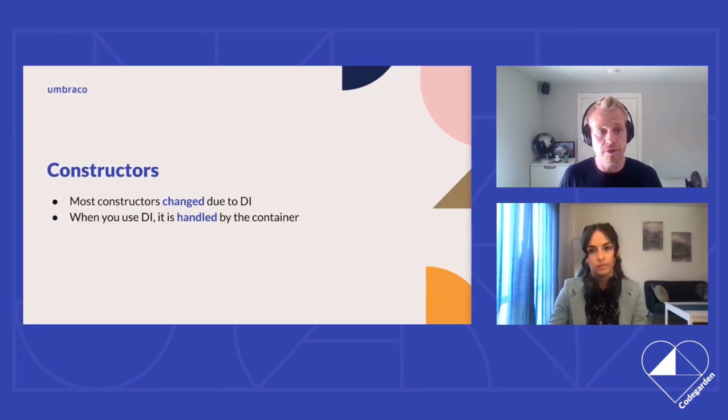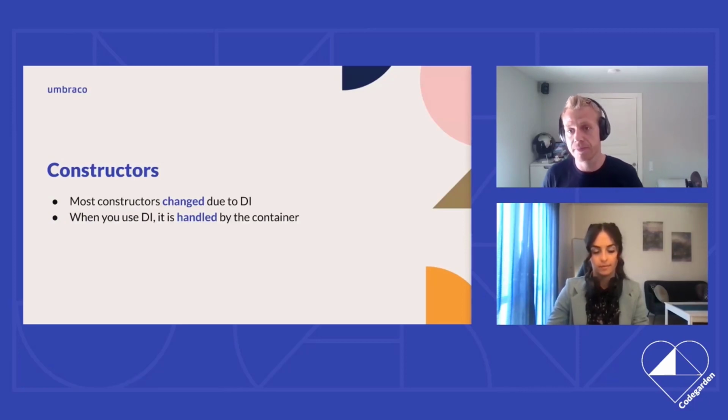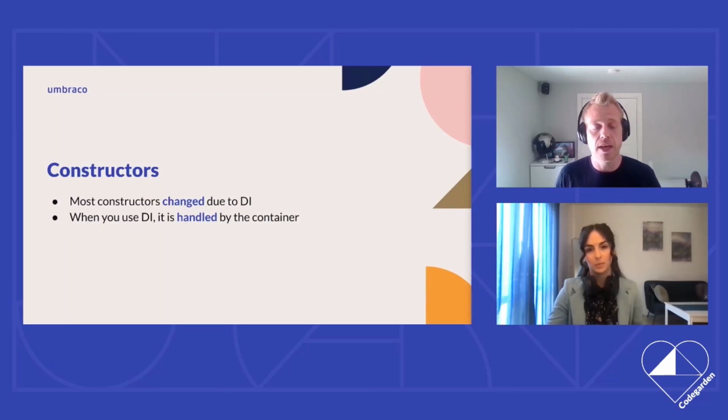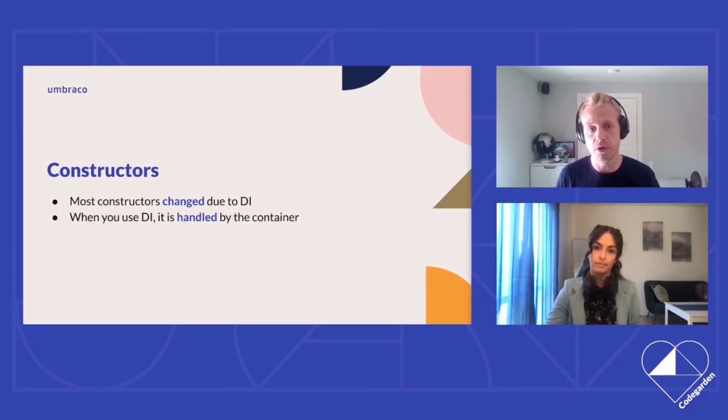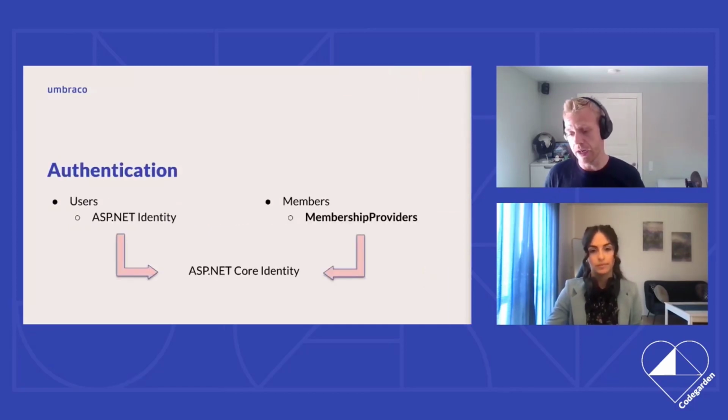Because we now inject all of our dependencies instead of relying on static references or the service locator anti-pattern, we had to change most constructors. The good thing is this is handled by the container if you're using DI, which you are in ASP.NET Core. But note that if you have to implement your own class and use one of our classes as a base class, you will most likely have to implement a constructor that can pass all the new dependencies to our base class. And of course your IDE can help with that.